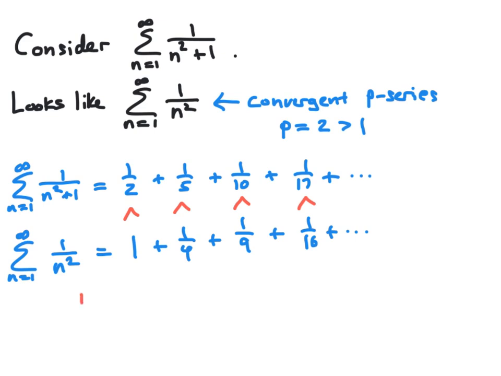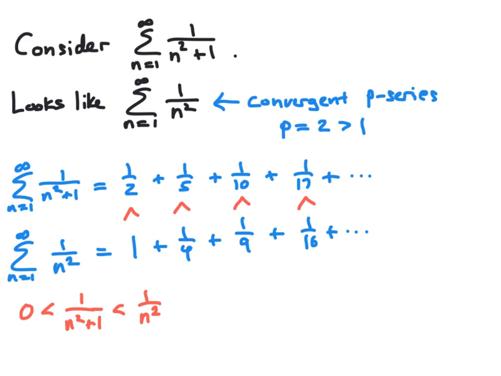And we can see here that 1 over n squared plus 1, the nth term of our first series, will always be less than 1 over n squared, which is the nth term of our second series, because it has a larger denominator. That plus 1 in the denominator of our first term will always make that term smaller than 1 over n squared. We also know that this will be greater than 0, since n squared plus 1 is always going to be a positive number when n is a positive number itself.